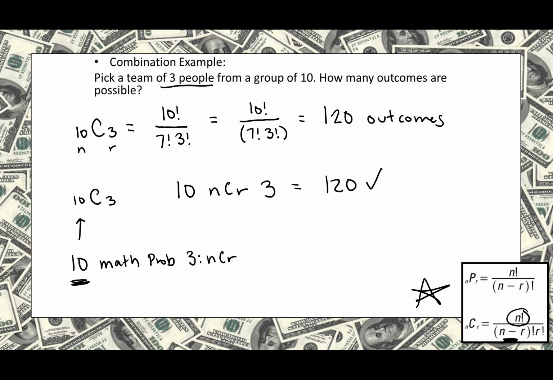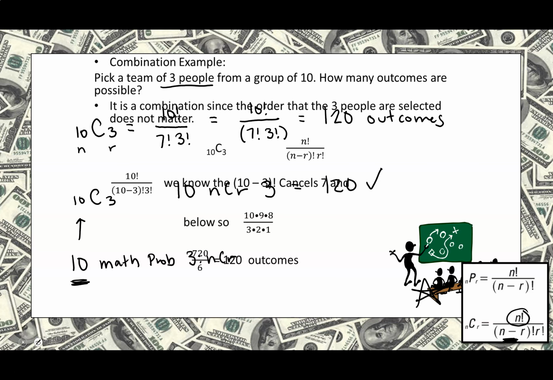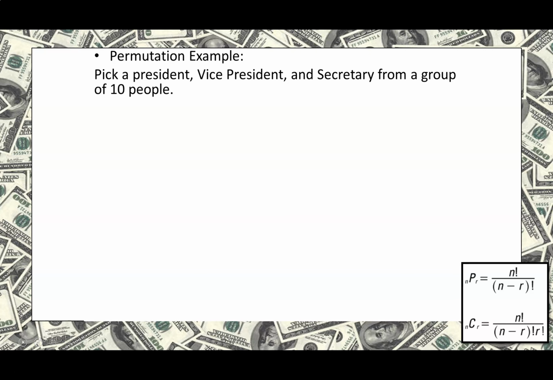All right, let's try another one. Whoa. All right, let's do a permutation example. Let's pick a president, vice president, secretary from a group of 10 people. So this is going to be 10, pick 3, and the order does matter here. So you would assume that we're going to get more possibilities because when we had Brenda, Braden, and Abe, that was just one selection, but we could have put those in a different order for this one.